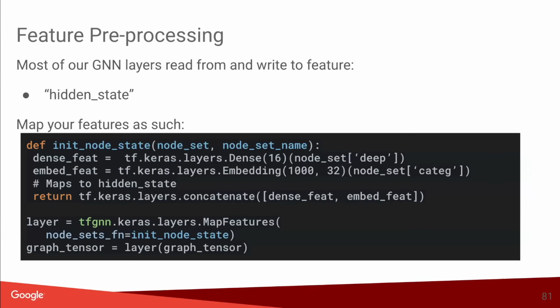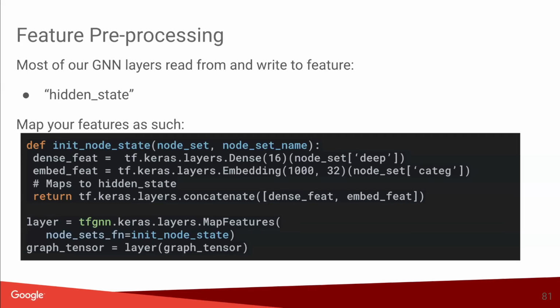So during a feature pre-processing step, you can transform your features before feeding the graph into your model. The TF-GNN library has this MapFeatures Keras layer that accepts callback functions to transform each individual graph piece: node sets, edge sets, and context. And these callback functions can use the Keras functional API and depend on the input parameters to learn trainable weights.